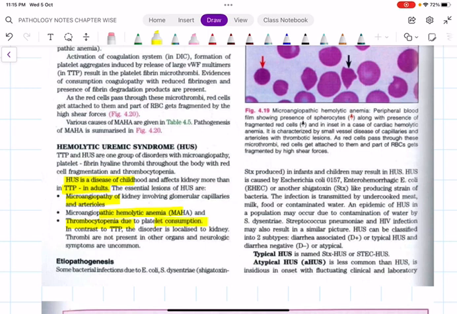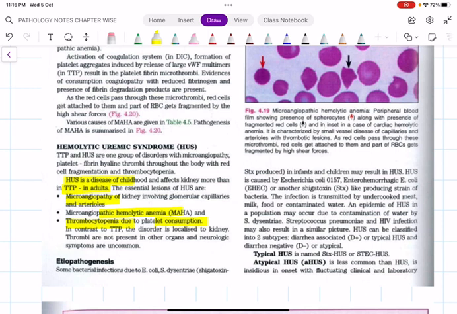Remember the major difference between HUS and thrombotic thrombocytopenic purpura, or TTP. I won't expand every time. HUS is localized, so mainly it affects the kidney, whereas TTP may have a broad spectrum. It may affect mainly the central nervous system, so the patient has neurological manifestations. So what is the basic etiopathogenesis?